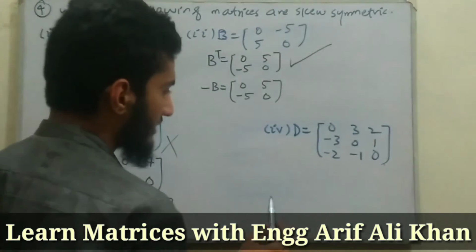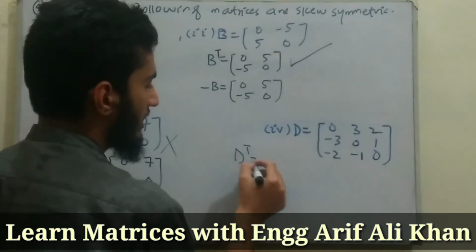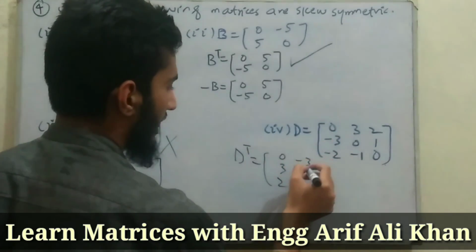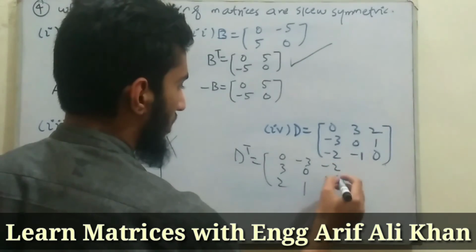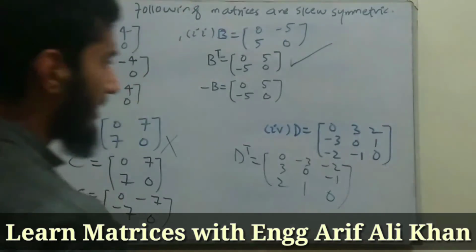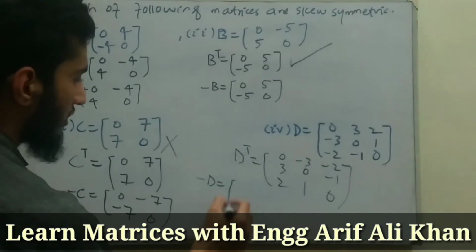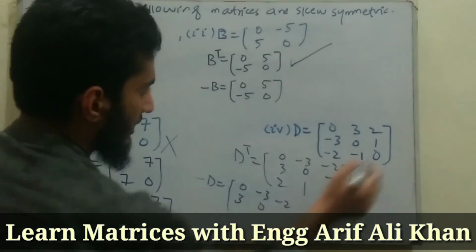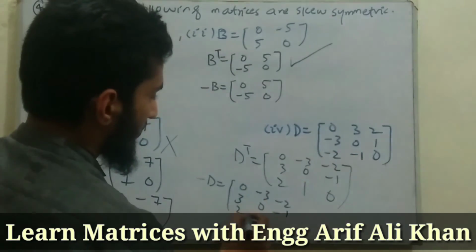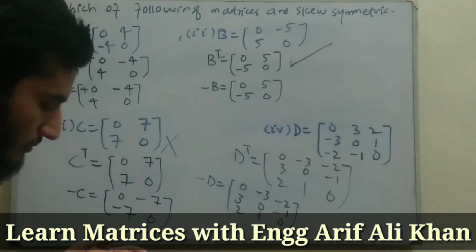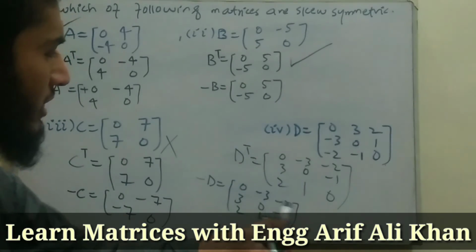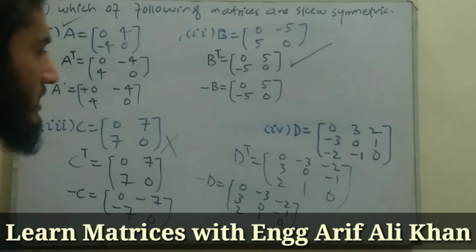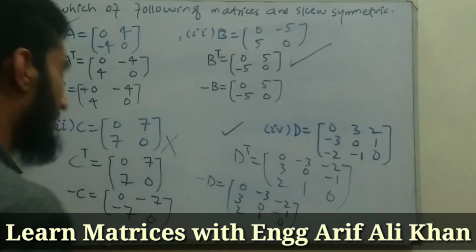Now taking this matrix and taking the transpose, it becomes D power T, 0, 3, 2 will convert into a column, 0, 3, 2, minus 3, 0, 1 will convert into a column, minus 2, minus 1, 0 will convert into a column. So this is the transpose. Now multiply minus with the given matrix, it becomes minus D is equal to 0, minus 3, minus 2, positive 3, 0, negative 1, plus 2, plus 1 and 0. So this is minus D. So here it is 0, minus 3, minus 2, 0, minus 3, minus 2, 3, 0, minus 1, 3, 0, minus 1, 2, 1, 0. D power transpose is equal to minus D. It means that this matrix is also a skew symmetric matrix.